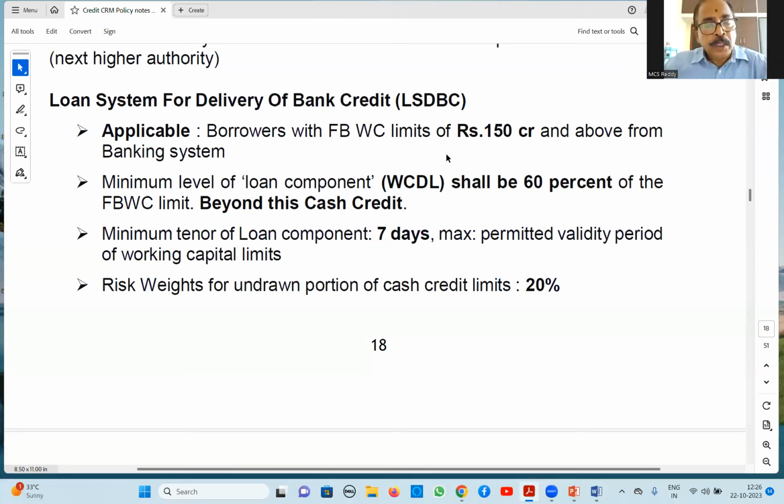Now, risk weight for undrawn portion as on balance sheet date. Out of 150 crores, the party might have availed only 50 crores in total. For the remaining 100 crores, whatever unavailed portion is there, you have to charge 20% capital. So risk weight is given 20%. That means, for example, 150 crores is the limit, 50 crores is availed, 100 crores is unavailed. On 100 crores, don't take the full 100 crores for capital calculation. You take 20%. That means 20 crores is taken for capital purpose.